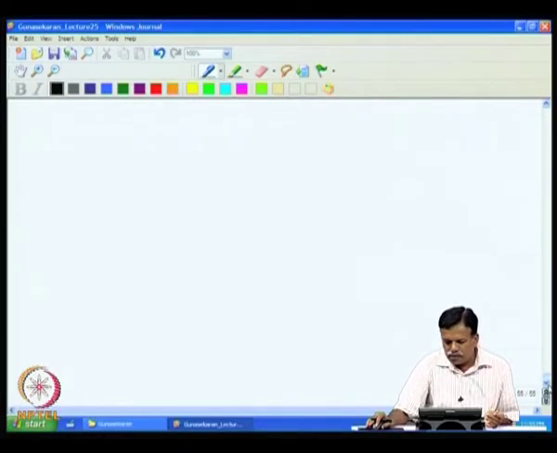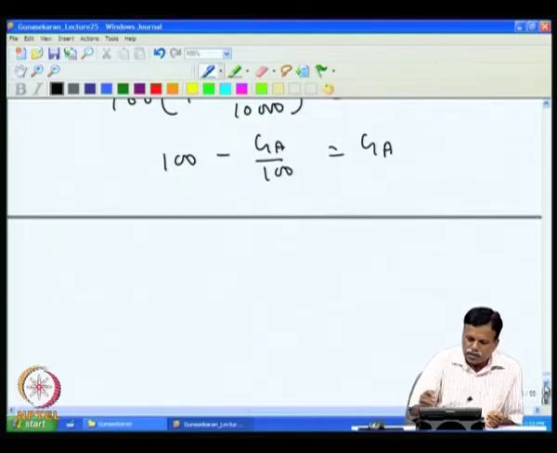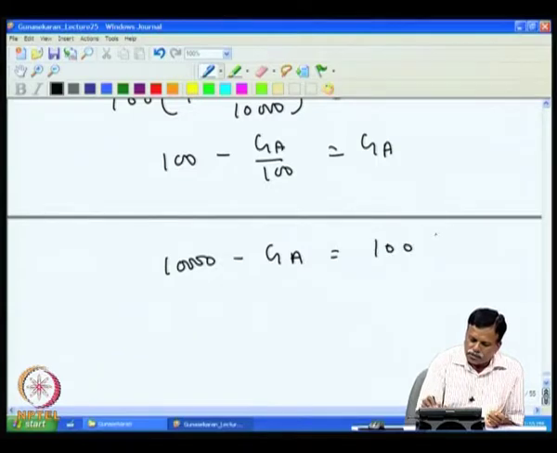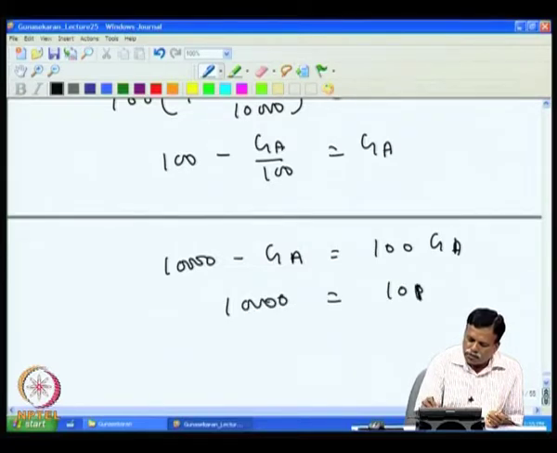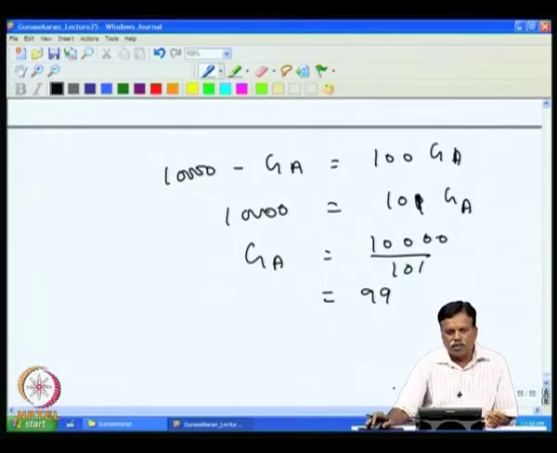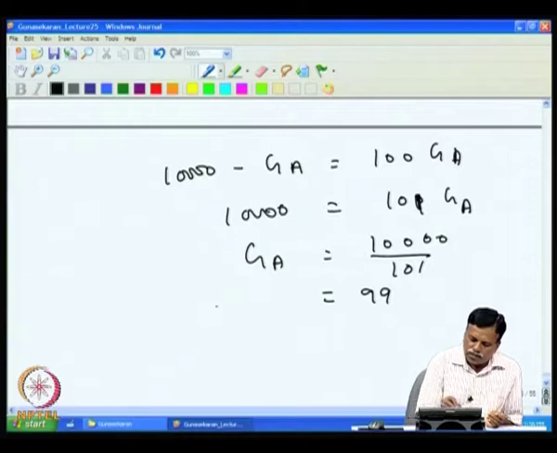So, if I see this one, the actual gain comes as 10,000 minus Ga, that comes 100 Ga. So, 10,000 comes as 101 Ga. So, you get the actual gain as 10,000 divided by 101, which will be close to 99. So, instead of getting 100 gain, we are getting only 99 gain. So, the actual gain is little less.